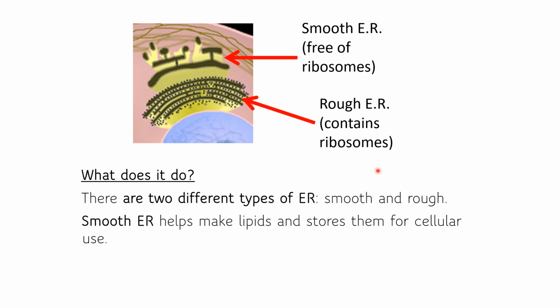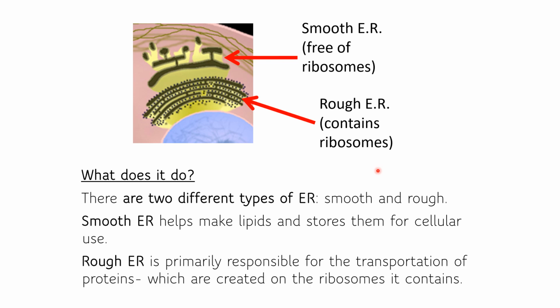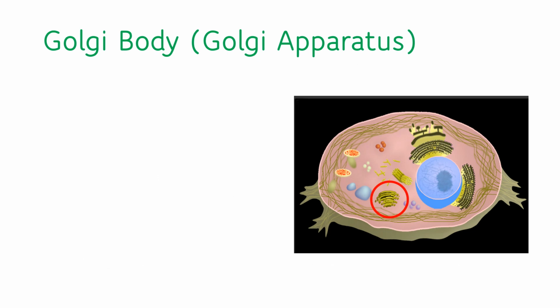So smooth ER helps make lipids, so fats, and stores them for cellular use. Rough ER is primarily responsible for the transportation of proteins, which are created on the ribosomes that are attached to it. We have the Golgi apparatus, or the Golgi body.